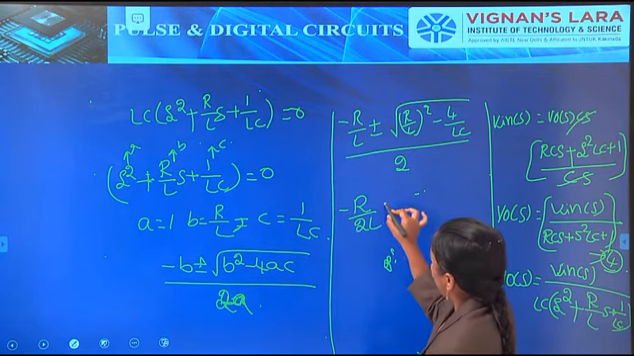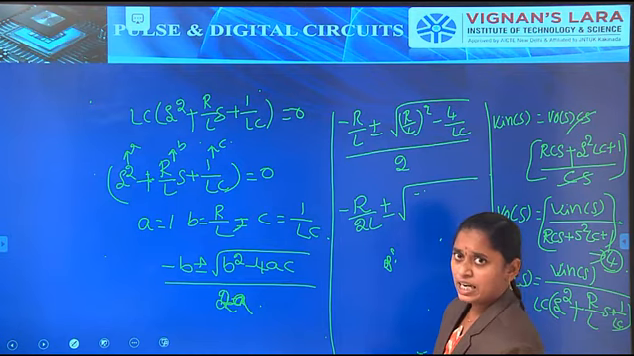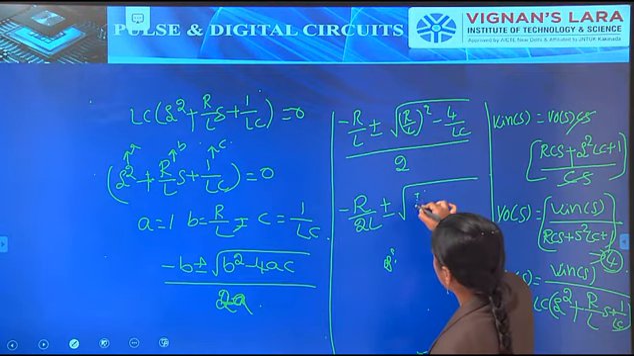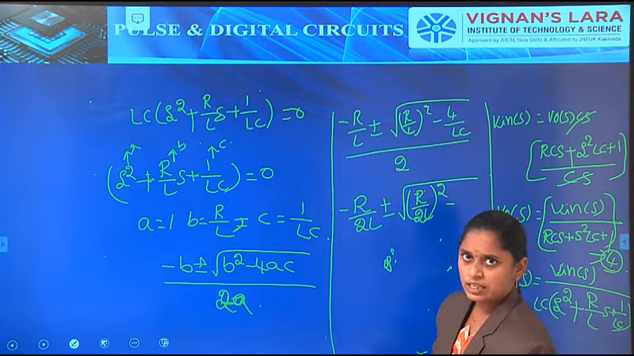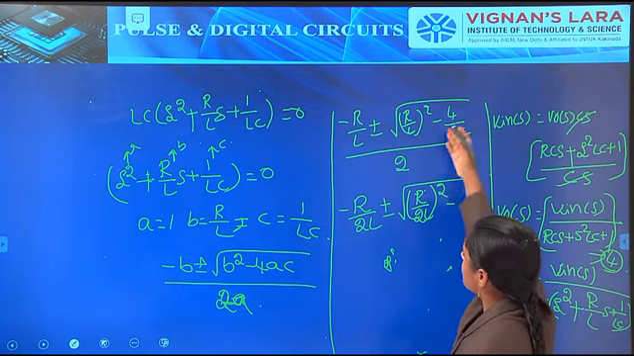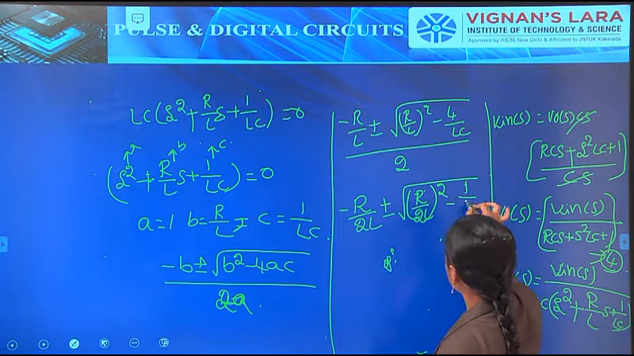2L ± square root of, in terms of roots it can be written like this, that is (R/2L)² minus 4/LC. So 4/LC in terms of roots becomes 4, and the 4 will be cancelled, so it can be written like this, 1/LC.